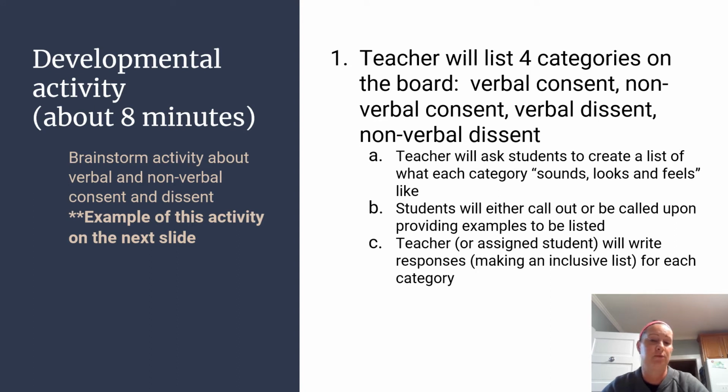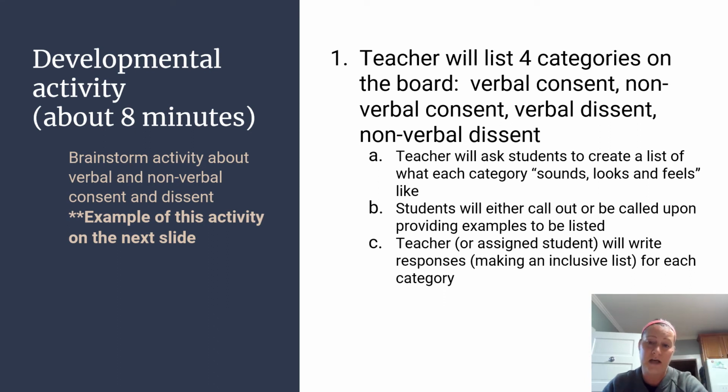The developmental activity will be about 8 minutes. It's a brainstorm activity about verbal and nonverbal consent and dissent, done on the whiteboard. I'll list 4 categories: verbal consent, nonverbal consent, verbal dissent, and nonverbal dissent. Then I'm going to ask the students to create a list of what each category sounds, looks, and feels like. Depending on how you prefer it, I like them to call it out at me, or you can call on students individually. I'm going to elicit responses for examples for each specific category.